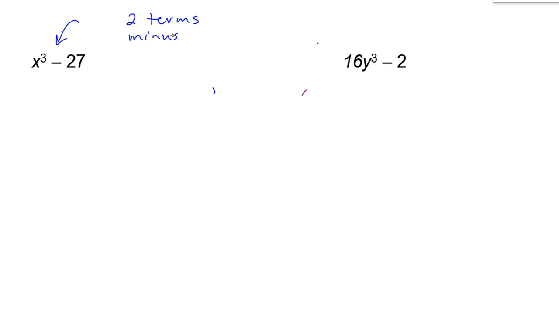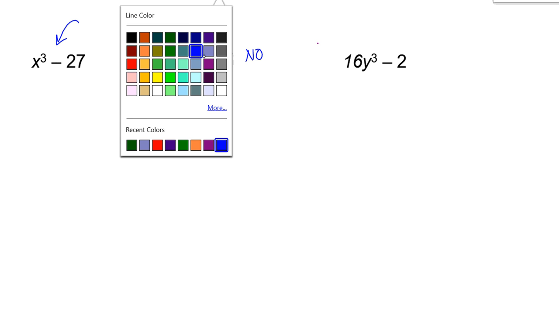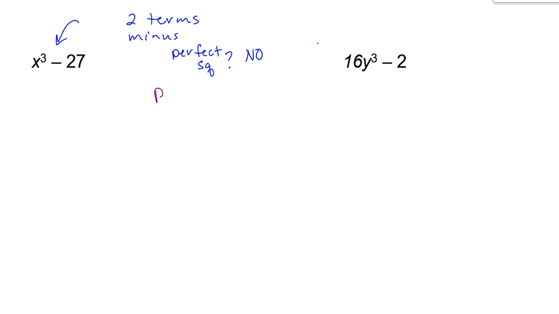First thing I would look for then is a perfect square. Well, is there a square root of x cubed? So these are the questions I'm asking myself as I'm working through here. Well, it's x cubed, so it's not a perfect square. Is it a perfect cube? Okay, let's look at this. Is it a perfect cube?